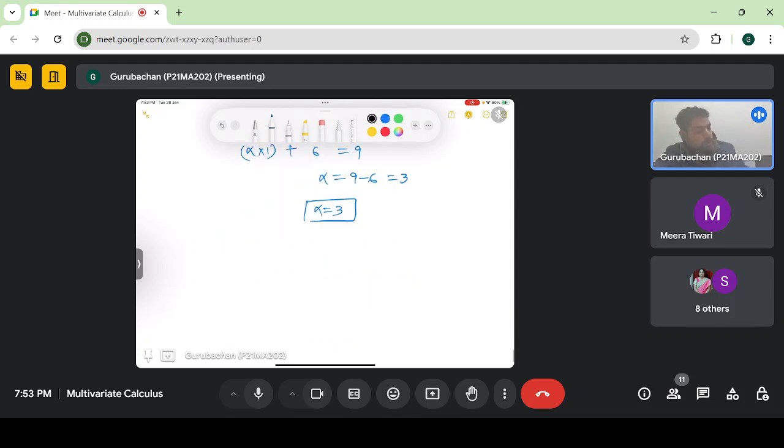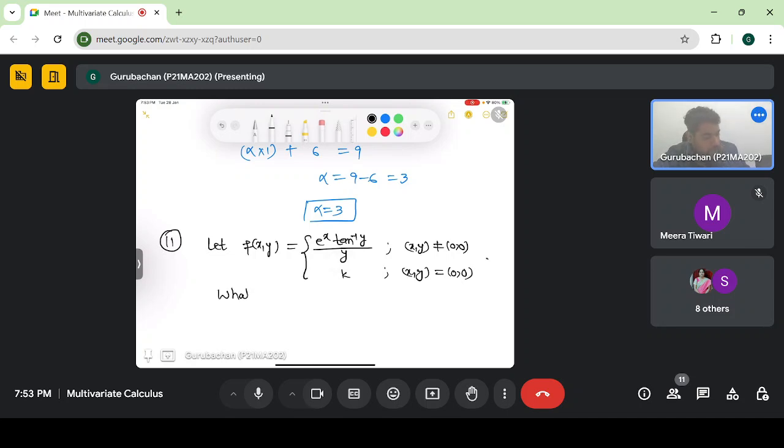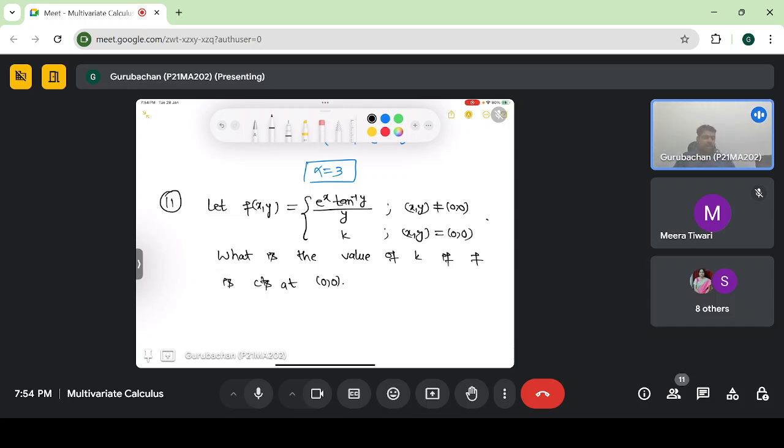So let me mention one more question for your continuity understanding. Continuity of a two variable function: f(x,y) equals e to the power x times tan inverse y divided by y, where (x,y) is not equal to (0,0), and whenever (x,y) is equal to (0,0), it is some k. Now what is the value of k if f is continuous at (0,0)? Tell me, what is the value of this k if I am telling you that f is continuous at (0,0)?